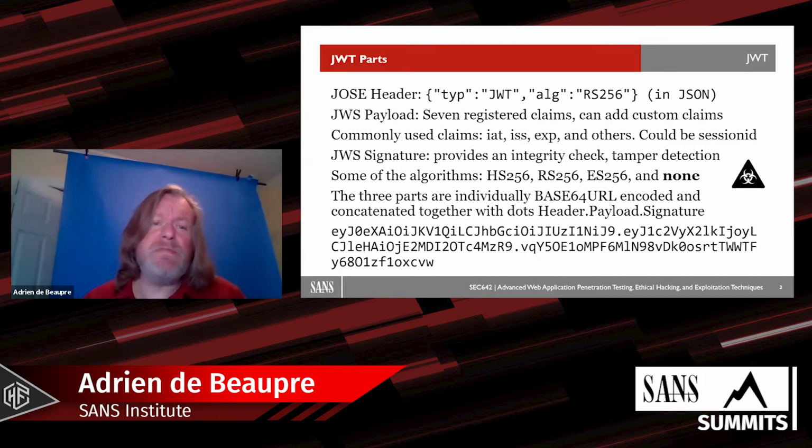And there's a bunch of different algorithms. Some of the common ones are HS256, RS256, and ES256. There's another one called none. And you're wondering, is that a signature algorithm? No, it's actually not. It means that there is no signature. And if there's no signature, that means we could change it to whatever we want and send it back. I guess that would be a bad thing.